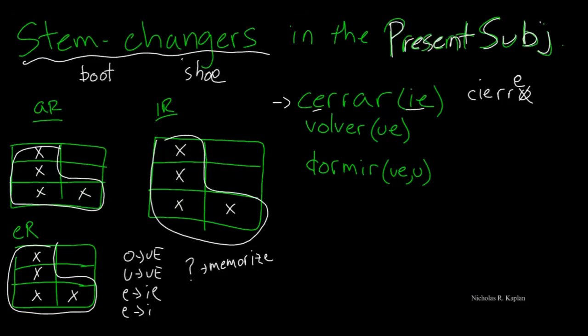Alright, let's look at volver. Let's put that into the tú form present subjunctive. Well, our O will change to a UE, the same in the present indicative as the present subjunctive. As you look over here, our boots are the same, our shoes are the same. Vuelvo, I take off my O, and I put on the appropriate ending, which would be AS, vuelvas.